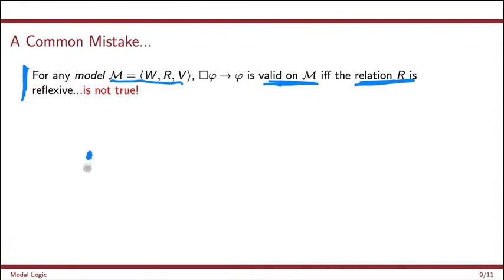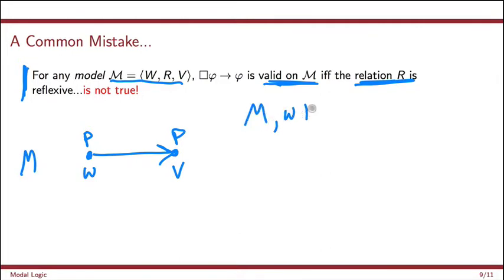Consider the following model. There's a state W that can see a state V. Now, let's make P true at the state V, and at the state W, let's make P true both at W and V. So this is our model M. On this model, it's valid that box P implies P.